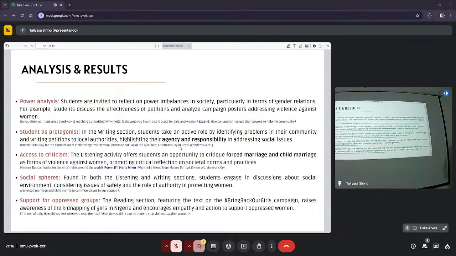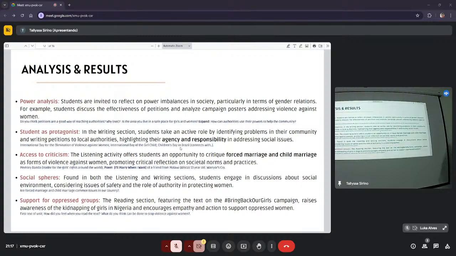And Children's Day in Brazil connects with the next section, which is access to criticism, where we have a report of Memory Banda. Memory Banda, in general lines, is a leader for girls' rights around the world, and she recites a poem about her friend. Her friend was only 13 years old, and she talks about how she was forced to marry at only 13 years old. And she titles this poem I'll Marry When I Want.